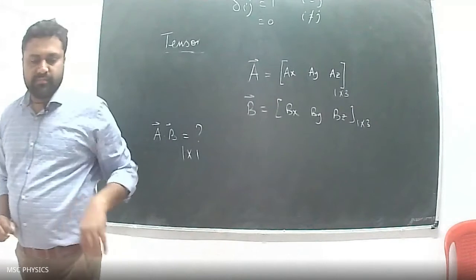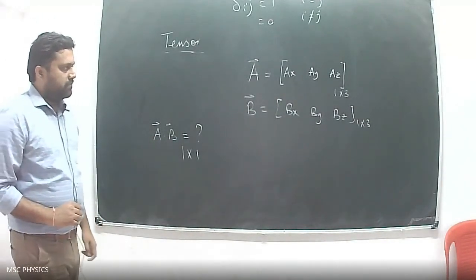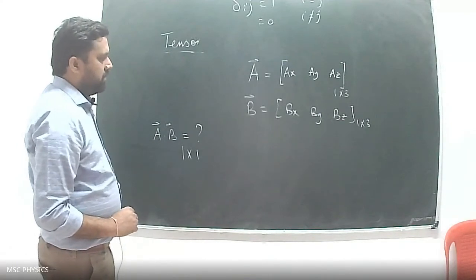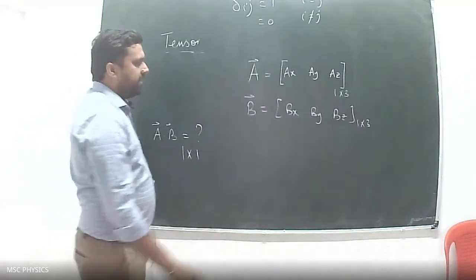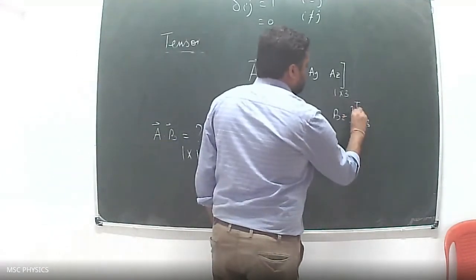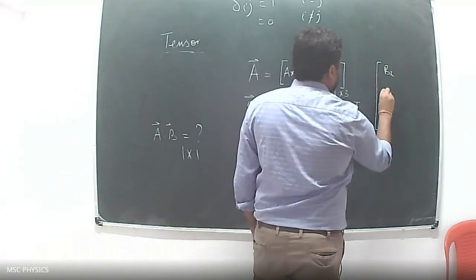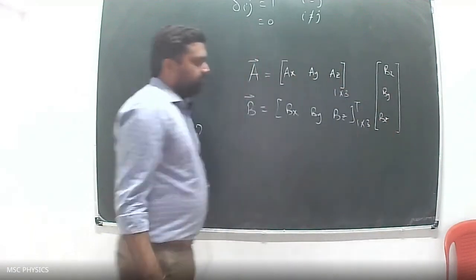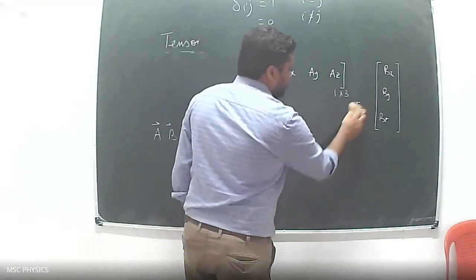Which one? This one or this one? A in row, B in column. So A in row and B in column. So this will give me 1 cross 3 and 3 cross 1, right? Yes. So I will take the transpose of this, and this will come like this: Bx, By, Bz. This is how I take the dot product of the two matrices or the vectors.